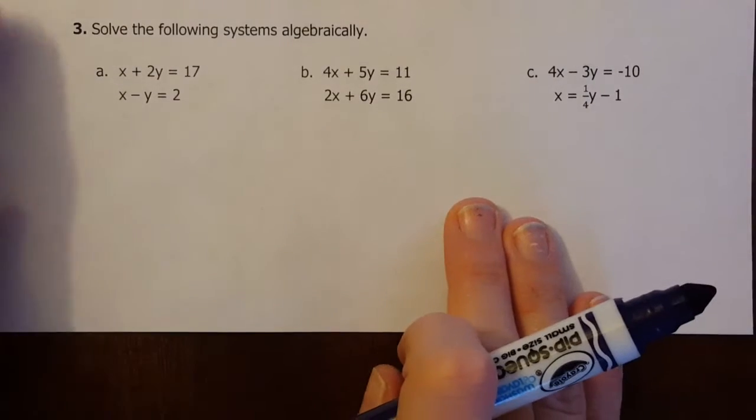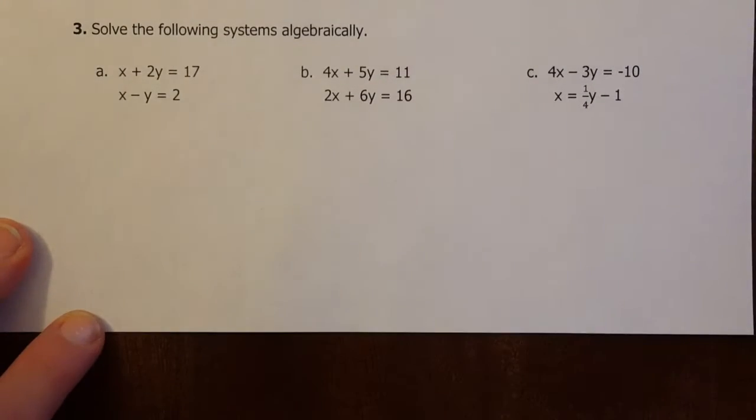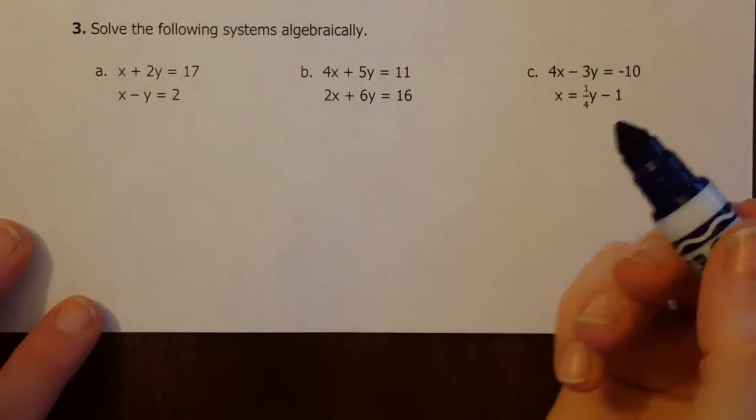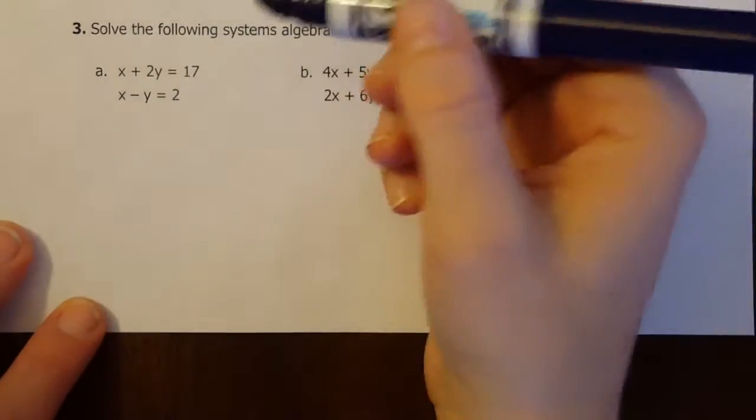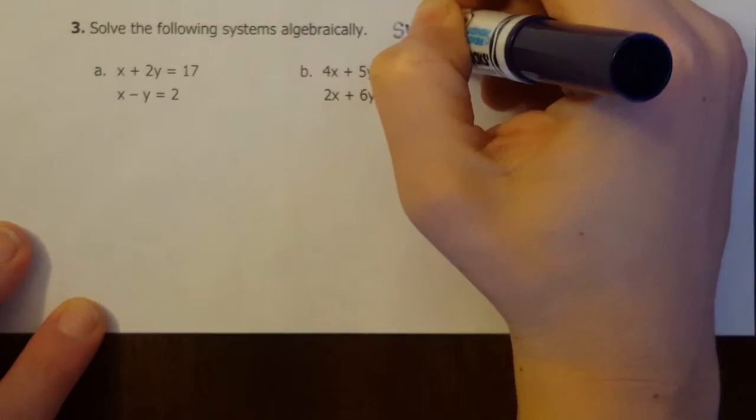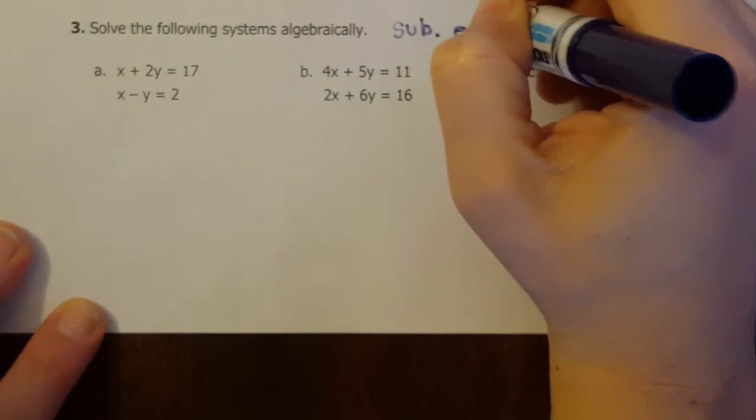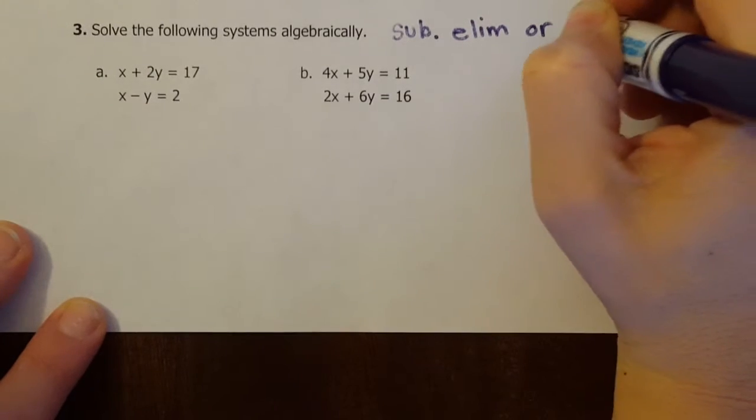This is chapter 5, closure number 3. It says solve the following systems of equations algebraically. Alright, so we're not graphing. So we're either going to use substitution, elimination, or equal values.